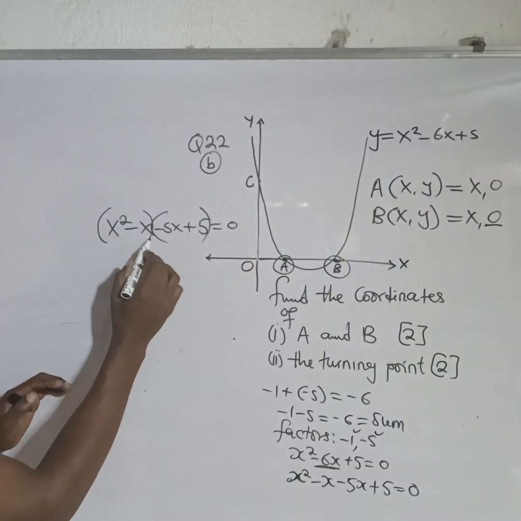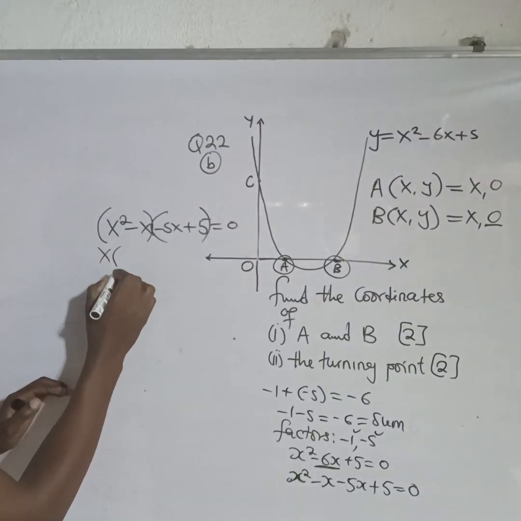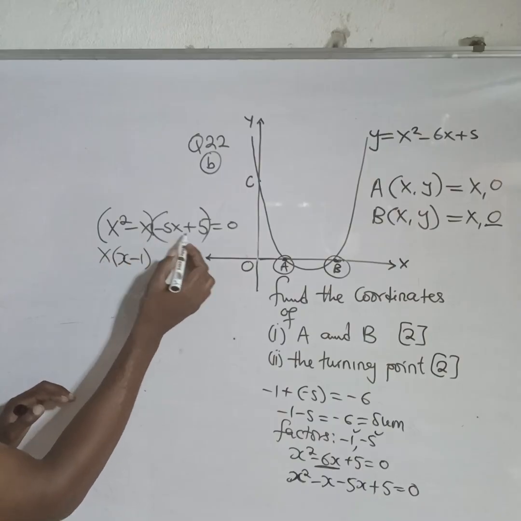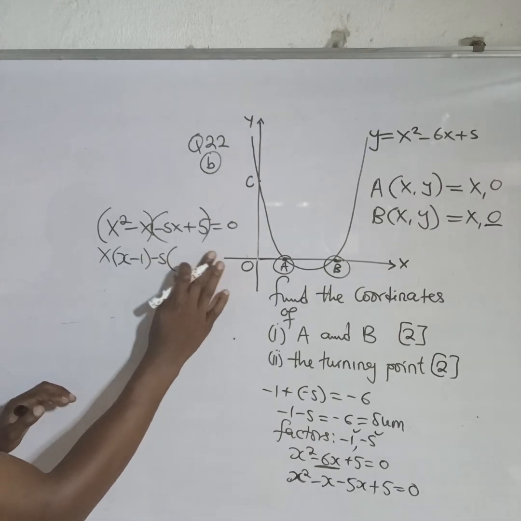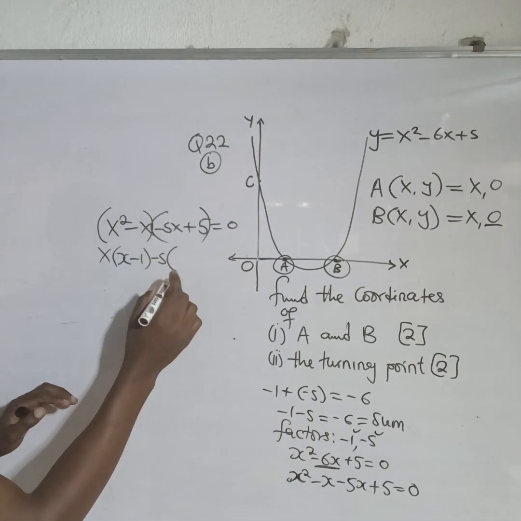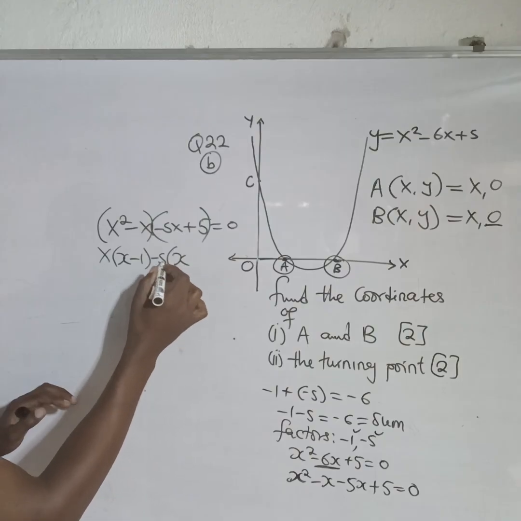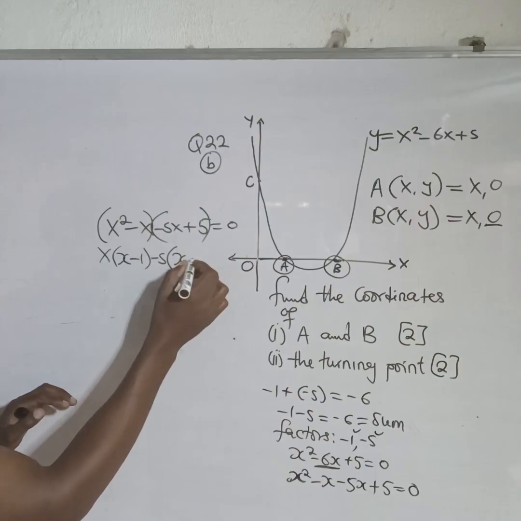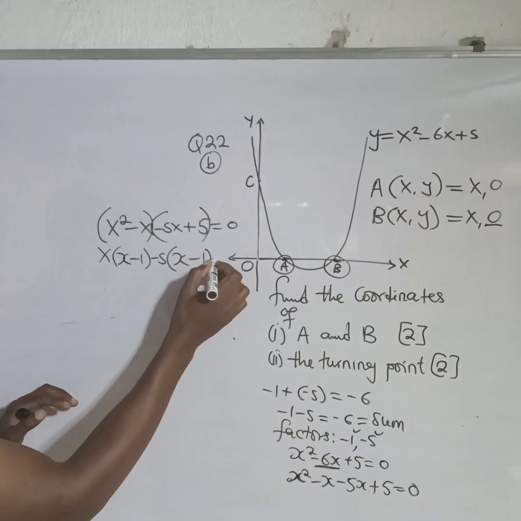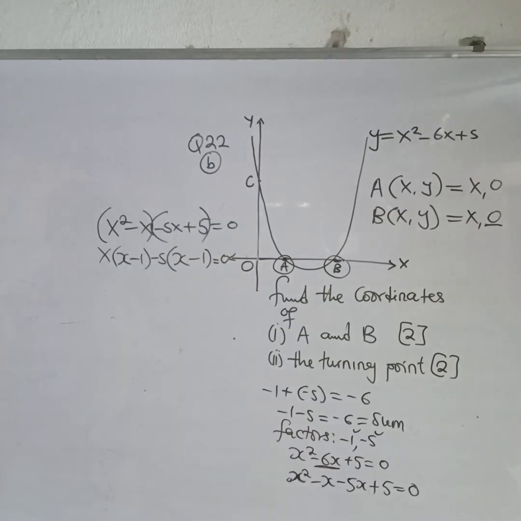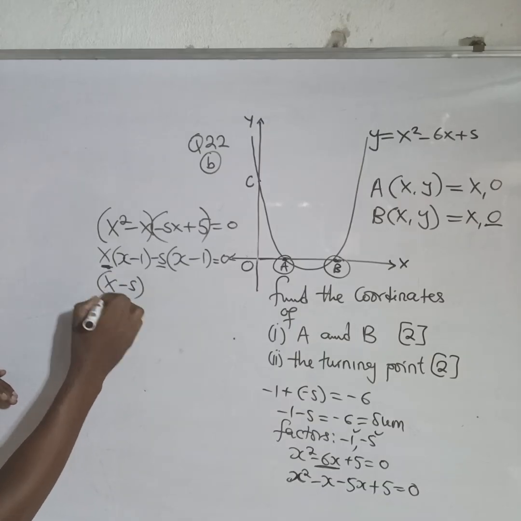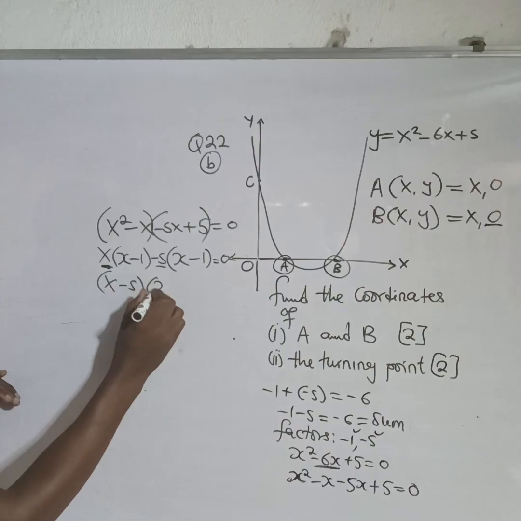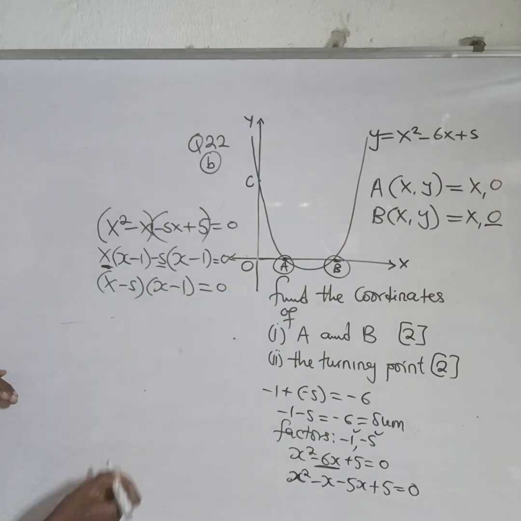We are going to say what is common here is x, open bracket, then x minus 1. Then what is common here is going to be negative 5. And then here we're going to have x, then negative 5 into positive 5, that will be just negative 1 is equal to 0. So now this outside can be put together, x minus 5, and then in the bracket they're just the same, x minus 1 equals to 0.